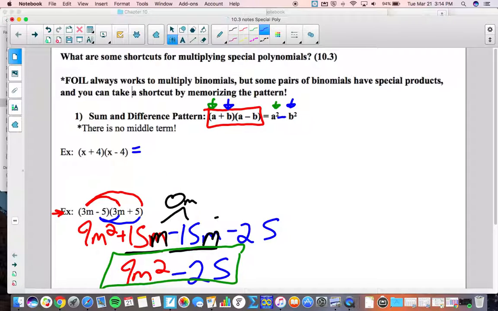Let's try it here. So instead of doing all of the multiplication, let's try to use this shortcut. So I'm going to square the first term, that's x squared, and I'm going to square the second term. 4 squared is 16, and then I put a minus sign. And that is correct. What we're missing here is the 4x and the negative 4x. Well, when we combine those, we get 0x's. So there is a 0x in here as well, but we don't need to write it down. It got eliminated.